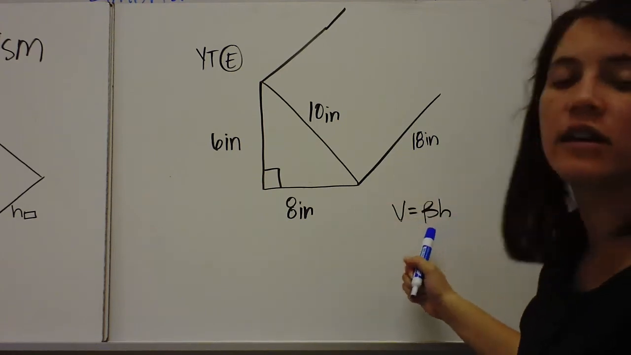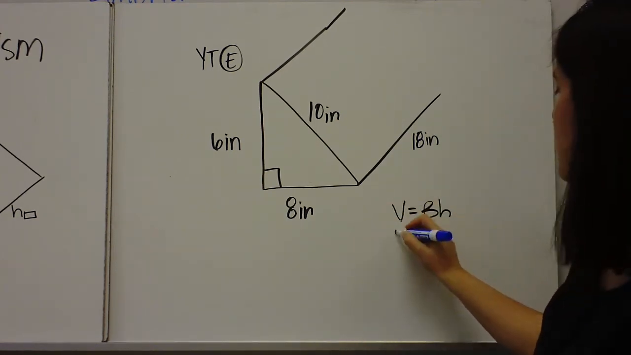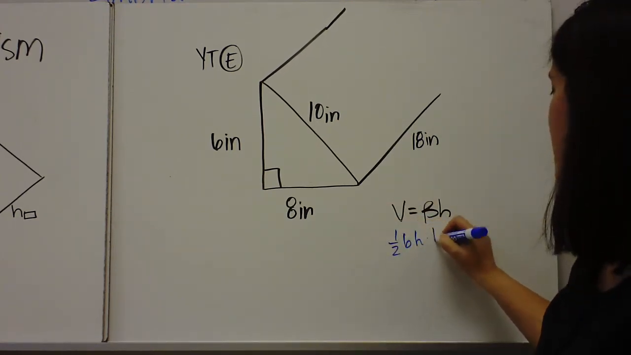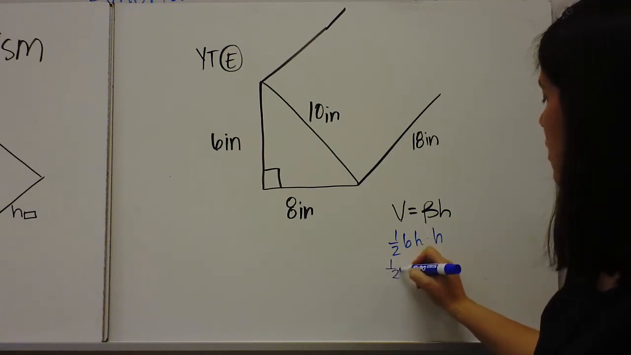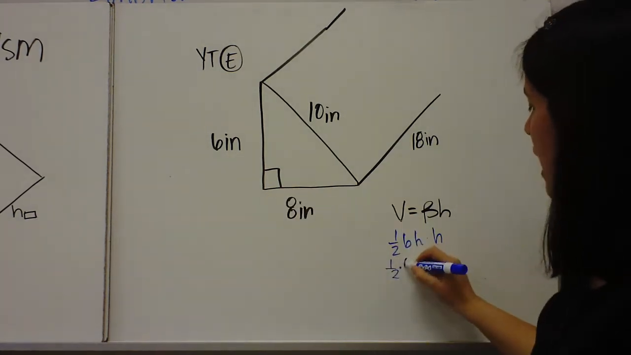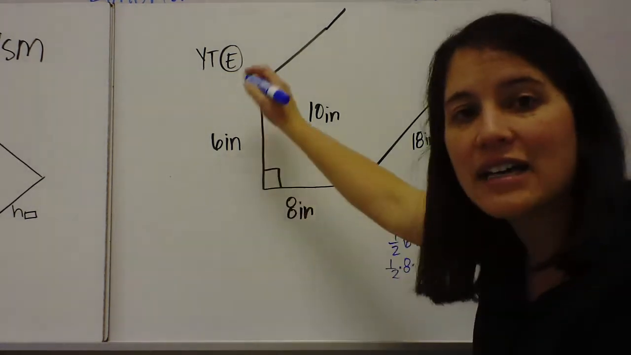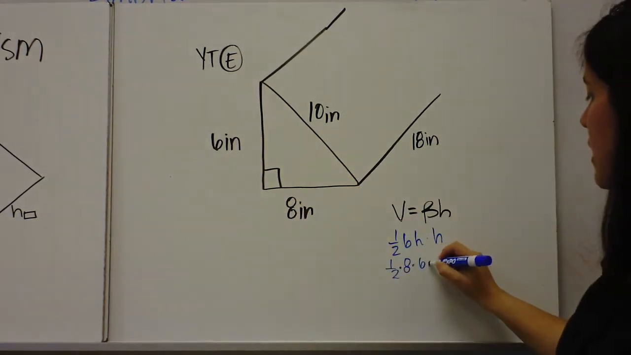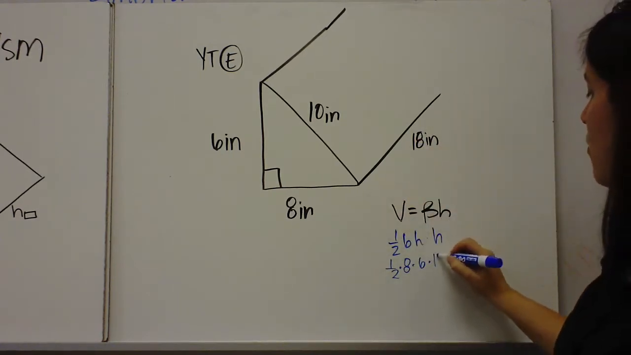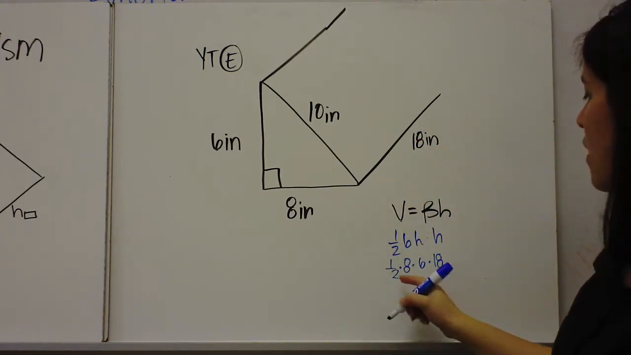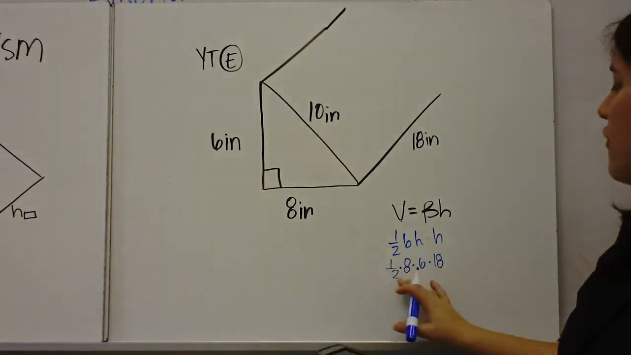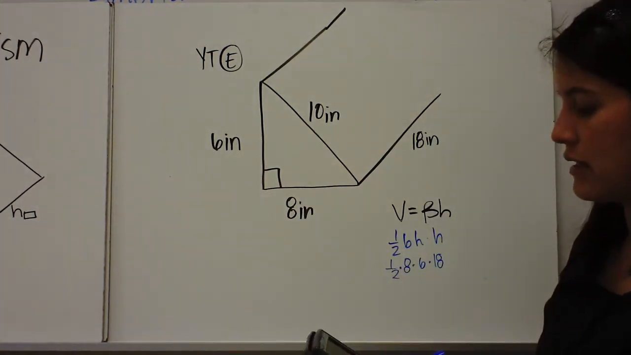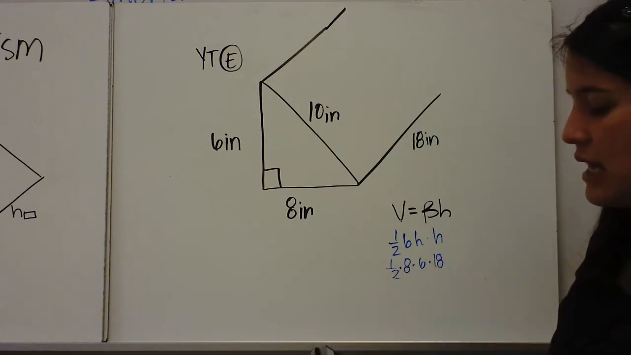So I have my formula, capital BH, and I'm going to do 1/2 BH times H. This comes from the triangle. So the base of the triangle is 8. The height of the triangle is 6. And then I have to use the rectangle. And this one I'm going to have to use a calculator. Half of 8 is 4. 4 times 6 is 24 times 18.